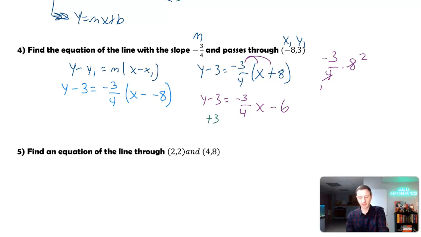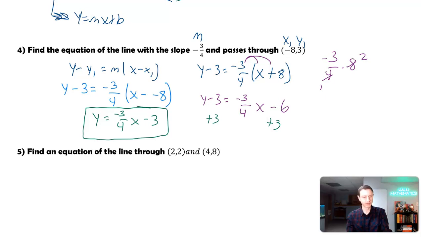Solve for y. I'm going to add 3 to both sides. And that's going to give me y equals -3/4 x, -6 plus 3 is -3. So here is my slope-intercept equation. After all that work, from this original point slope form, I'm able to now generate the slope-intercept form. And if they asked us to graph, we would just graph that, y-intercept being -3, slope being -3/4. So then we generate this graph, no problem.